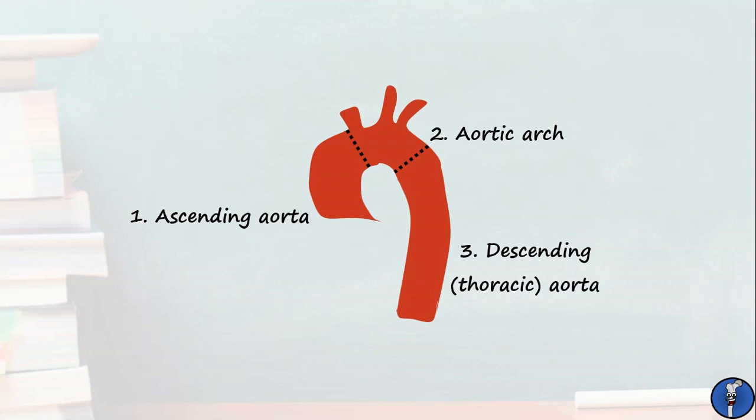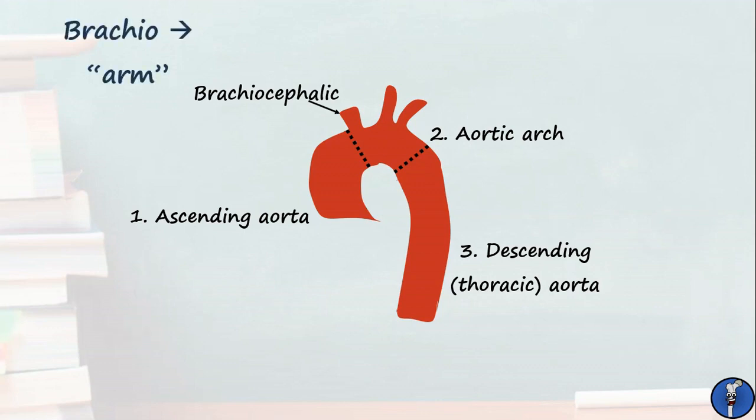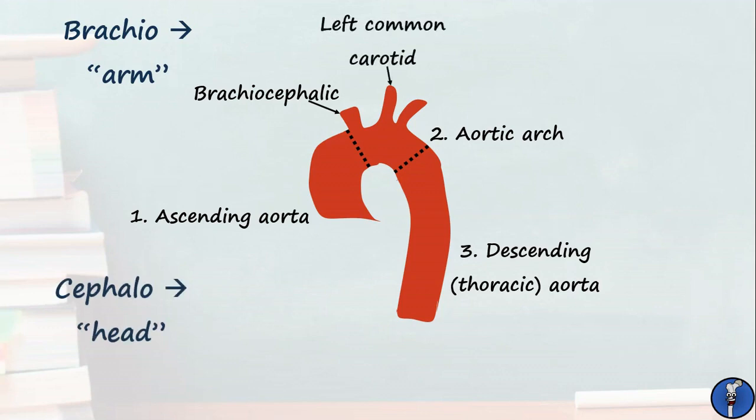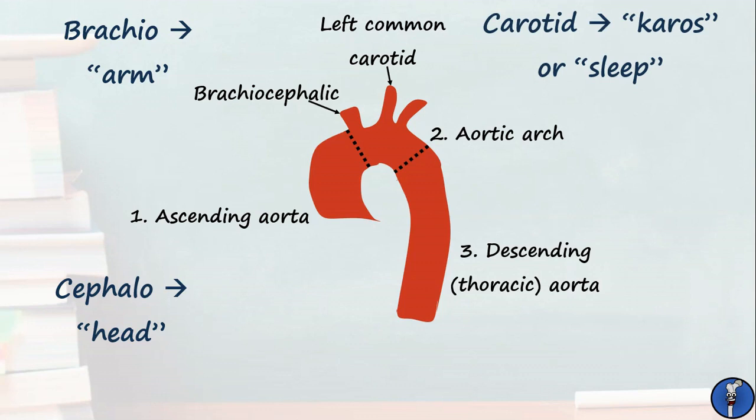From the aortic arch, there are three recognisable branches. The first and largest is the brachiocephalic trunk. This will later branch to supply the arm and head on the right side, and thus derives its name from brachio, meaning arm, and cephalo, meaning head. Next we have the left common carotid, which will supply the head and the neck on the left side. This gets its name from the Greek root karos, which means sleep or stupor, deriving from the fact that blockage of this artery leads very quickly to loss of consciousness. Lastly, we have the left subclavian artery, which supplies the left arm.